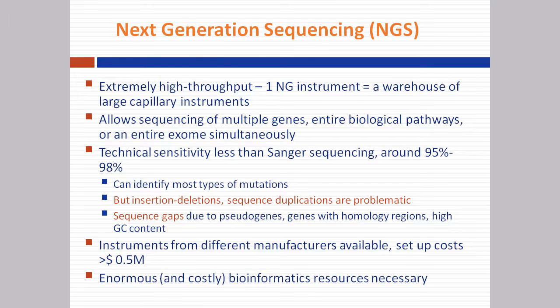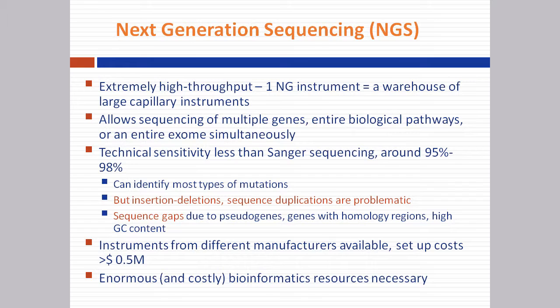The sensitivity of that method is very high. However, at least in the beginning, we thought it was not as high as Sanger sequencing, which we consider our gold standard, with at least 99.9% sensitivity. That is because we can identify most types of mutations with next-gen sequencing, but we had trouble identifying insertions and deletions or duplications. They were more problematic, particularly depending on the size of the product that we sequence, whether or not we sequence from both ends or just from one end, and so on.